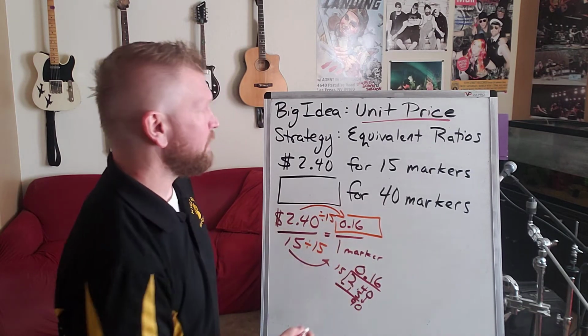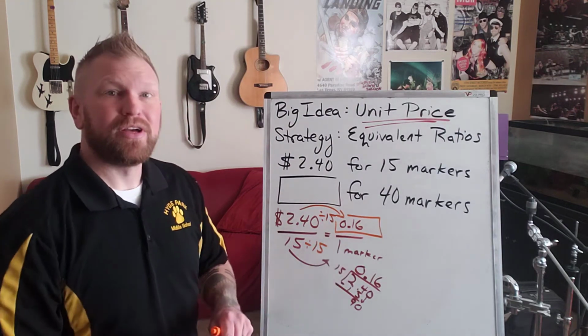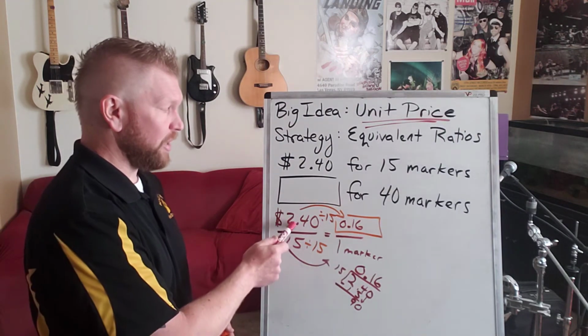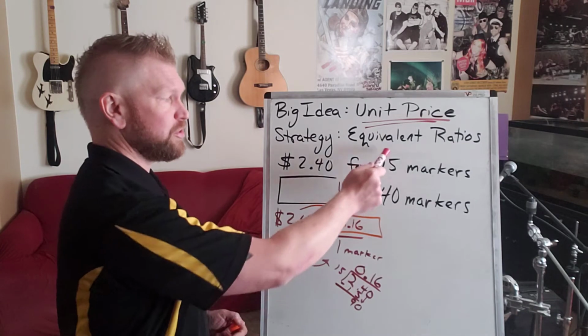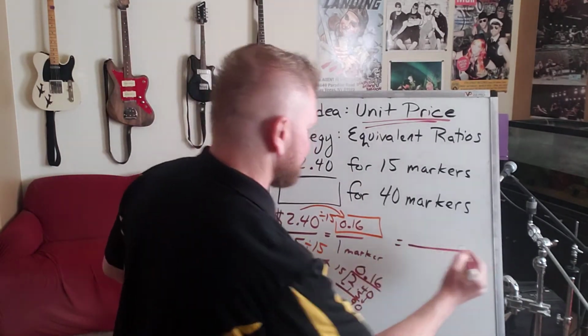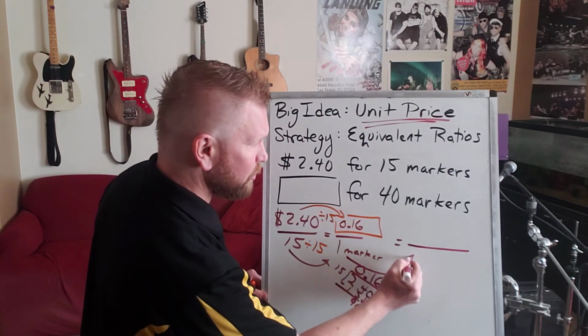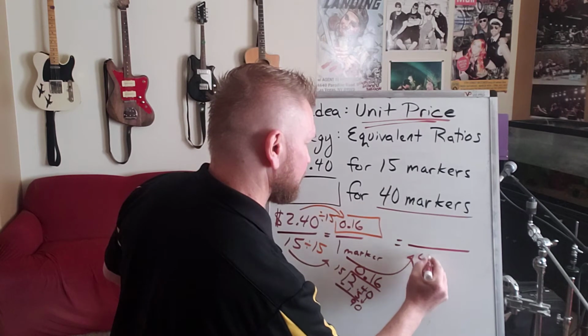All right, so at this point we found the unit price. The unit price is 16 cents per marker. That's equivalent to $2.40 for 15 markers. Those are equivalent ratios. But now let's make another equivalent ratio. This time, we changed 15 markers to one marker. Let's change one marker to 40 markers.